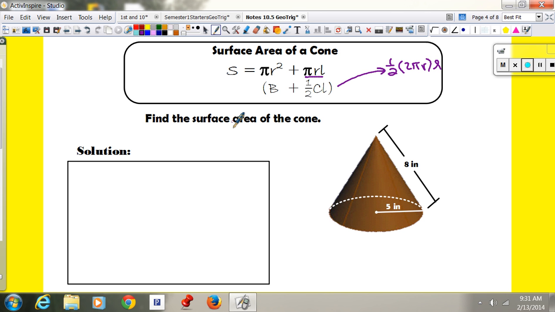What did I do to the 2? They cross-canceled, didn't they? Didn't this 2 cross out with this 2 right there? So all you had left was pi rl. So it's a shorter formula for us if we just use pi rl.